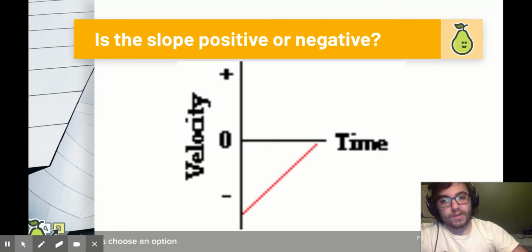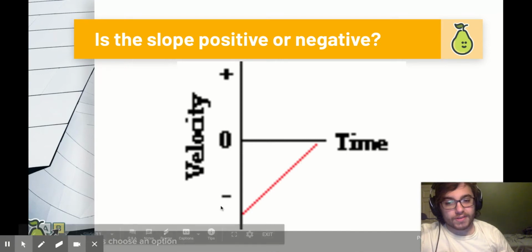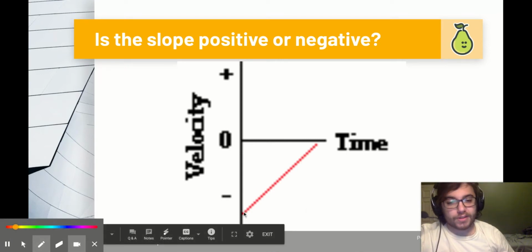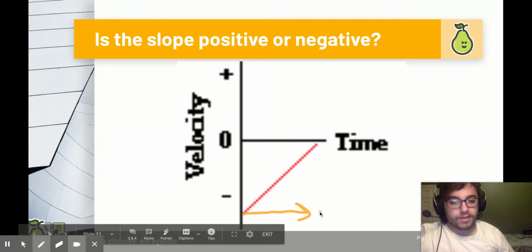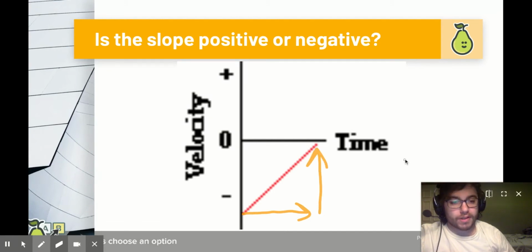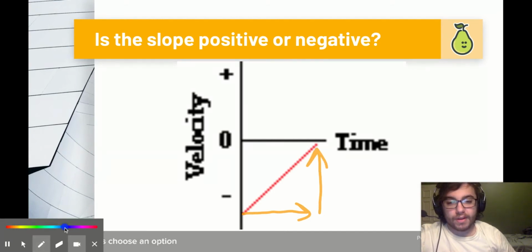Okay, so here hopefully you're able to figure out this is a positive slope just by simply looking. Is the rise going up or is it going down? And because it's going up, we know that it is a positive slope.